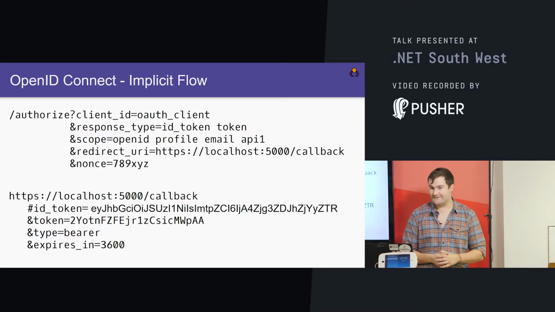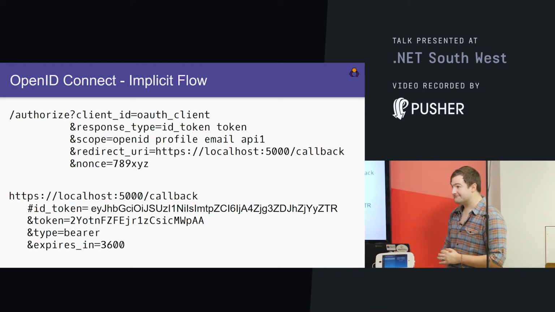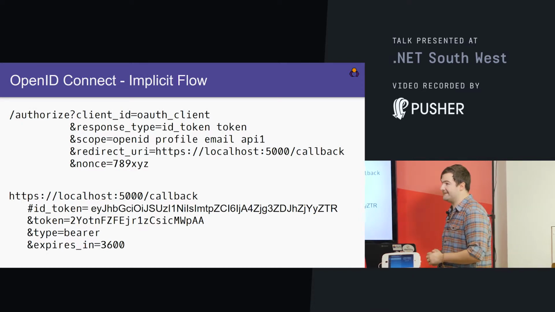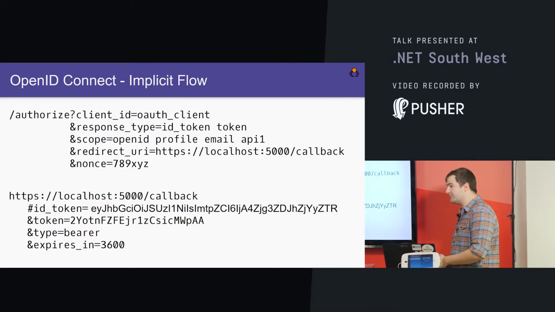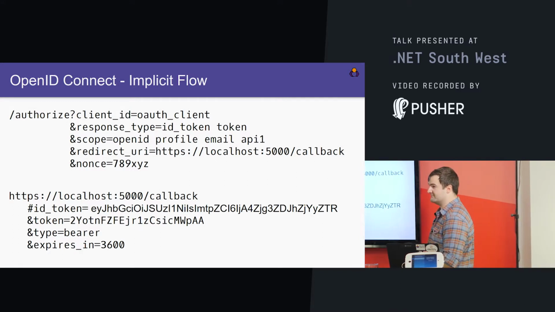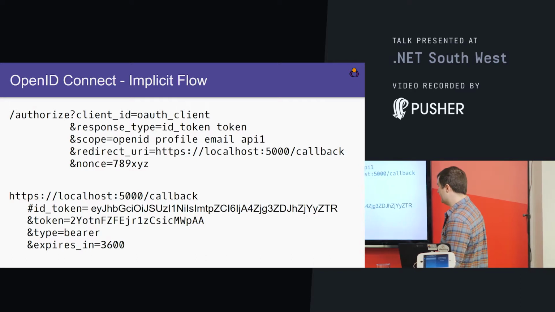In this case, again, it can't keep a secret. Even if you did use a secret, it's easily discoverable. So if you gave this client a refresh token and someone stole that, they've just got unlimited access to your application or your APIs.